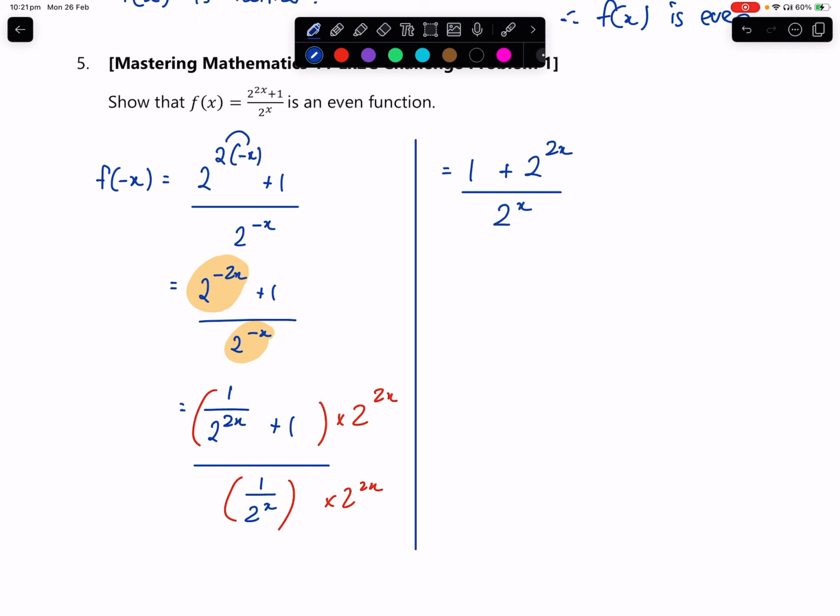Now have a look at this result and this result. Are they the same? In fact, they are. So that means that f of negative x is equal to f of x. Therefore, f of x is even. And that's pretty much it.